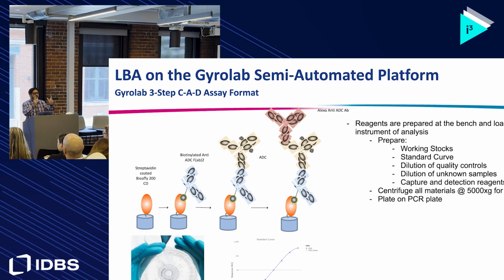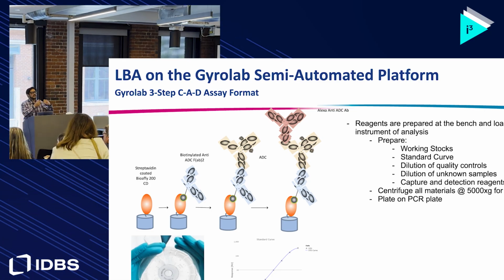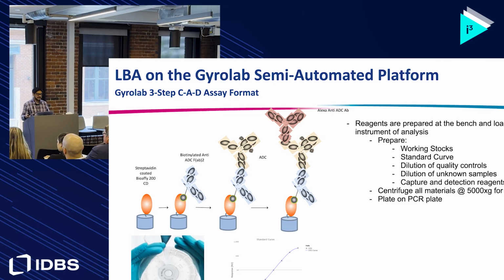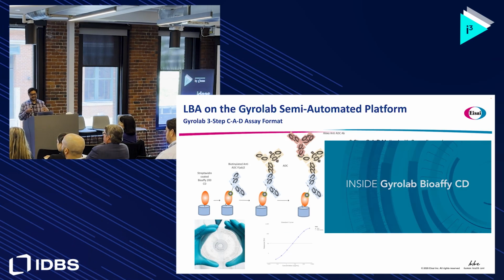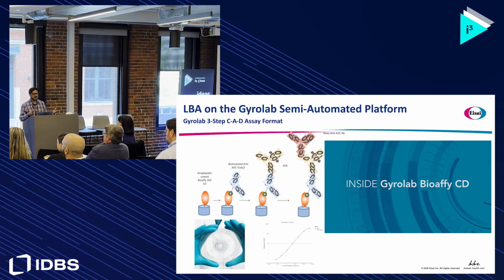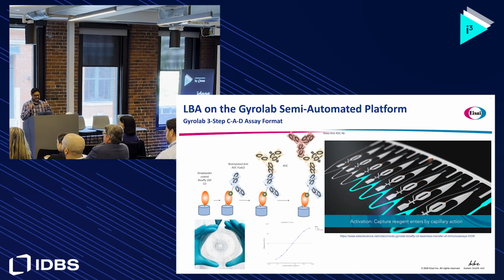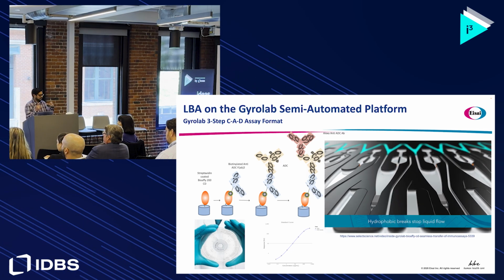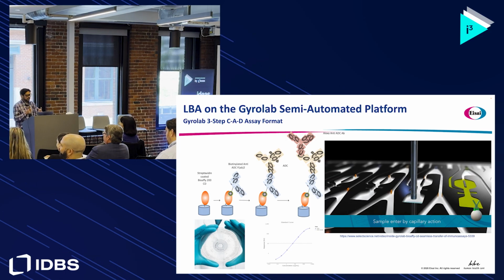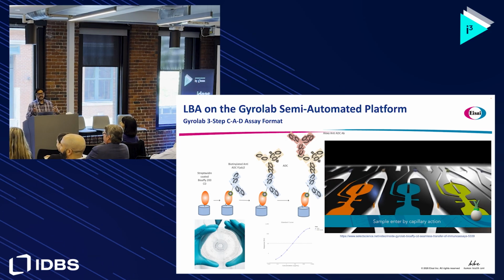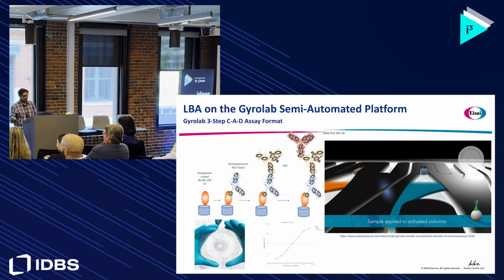Well, you've got to spin it down and then put it on a PCR plate, and then give it to the Gyros, and then it'll execute the assay steps for you. When it executes the assay steps, it does the same thing as you would do on a plate-based ELISA, except it does it on a CD. If we've got an older group, we know what CDs are. It'll use a CD and run the same assay at a nanoliter scale.